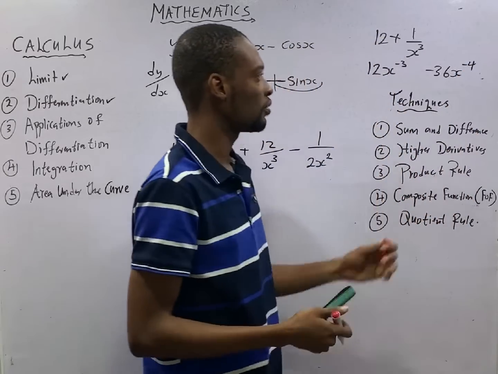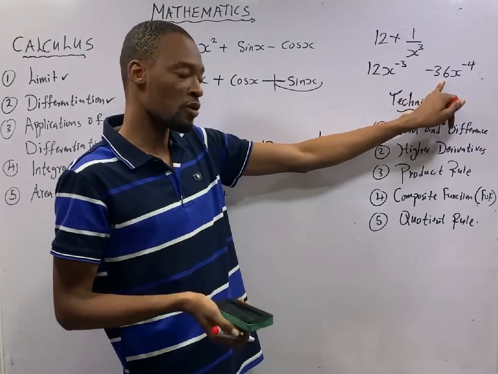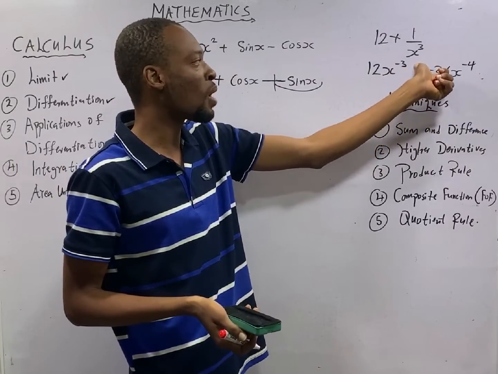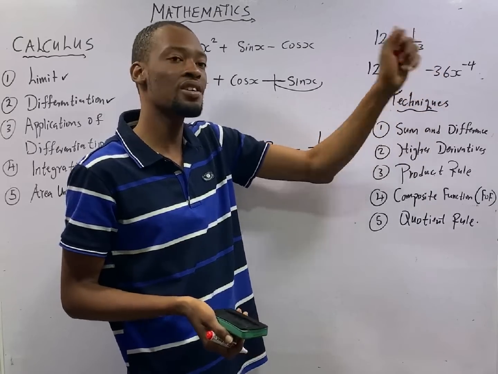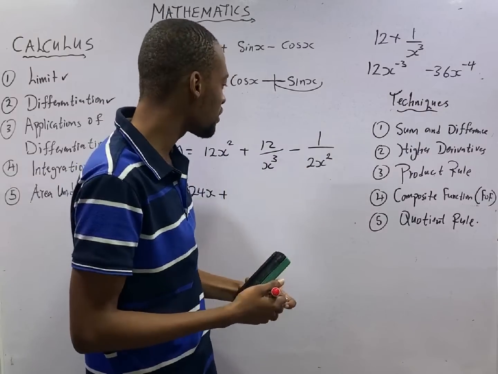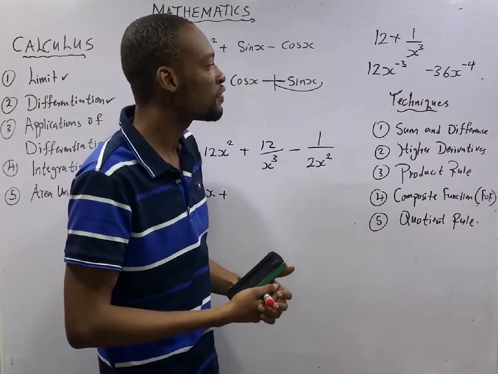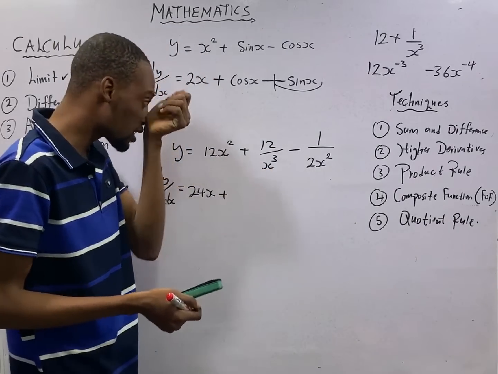How? Minus 3 times 12 is minus 36. That is if I'm correct. Then you subtract 1 from the power. If you subtract 1 from the power, it will be minus 3 minus 1. That is minus 4. This answer is very, very correct. But if you choose to put it back in the form that you made it, you will get something like this.